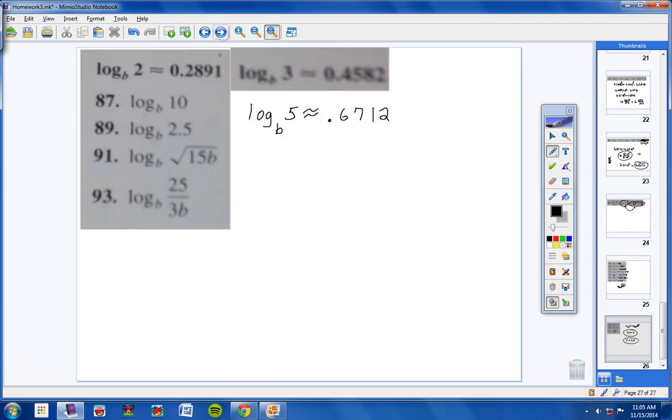Alright, moving on to numbers 87 through 93.